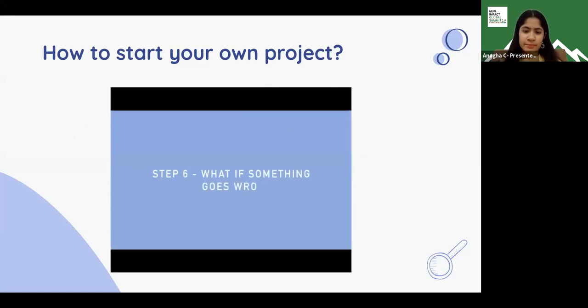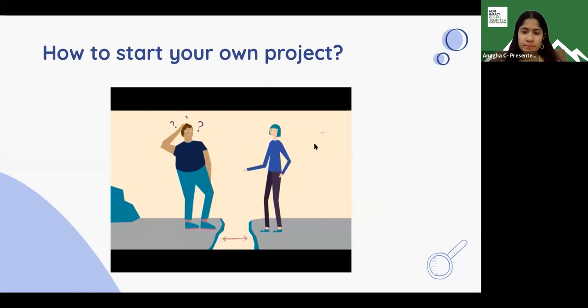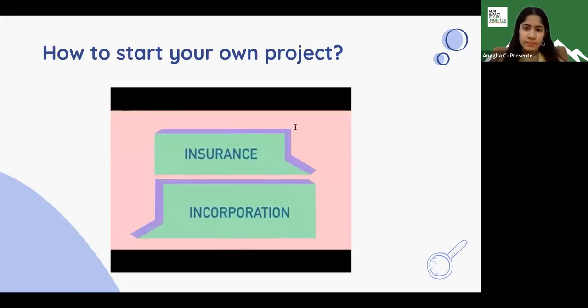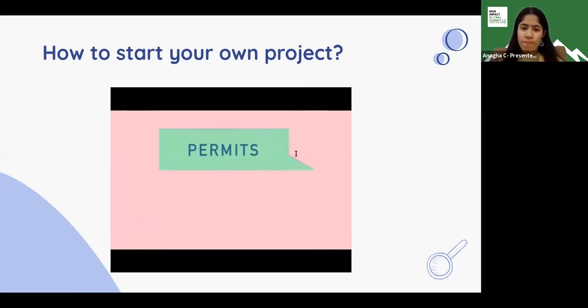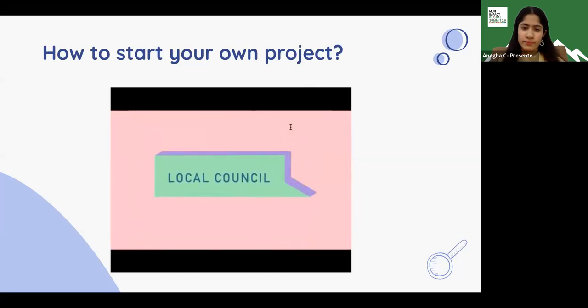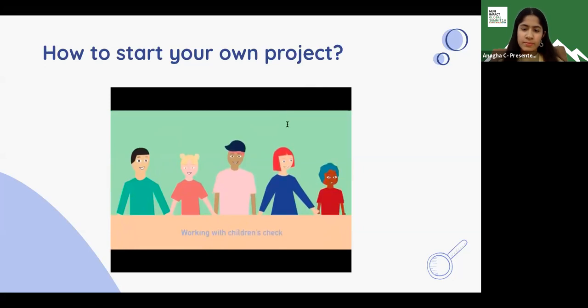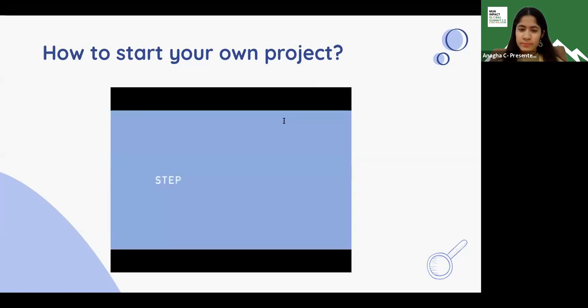Step 6. What if something goes wrong? All projects have risks. By identifying all the risks, you can be confident that your team is ready to handle any problems that arise. Plan ahead. Have you thought about insurance or incorporation? If you are not ready, look into partnerships to help you with these. Do you need permits or special permissions for your project? Talk to your local community development council worker. Do you need a working with children's check or food handling certificate? These can often be done online.